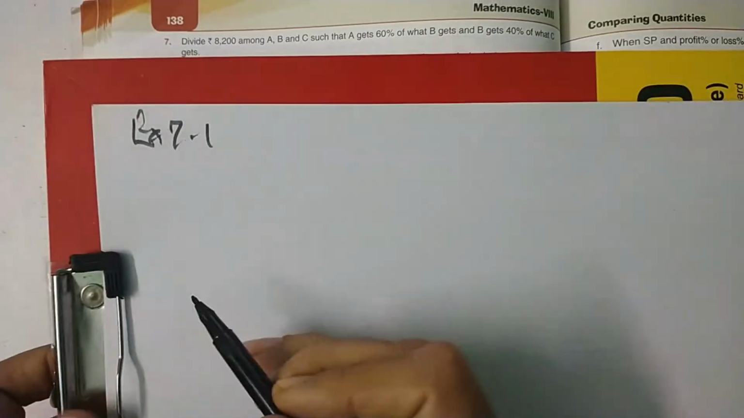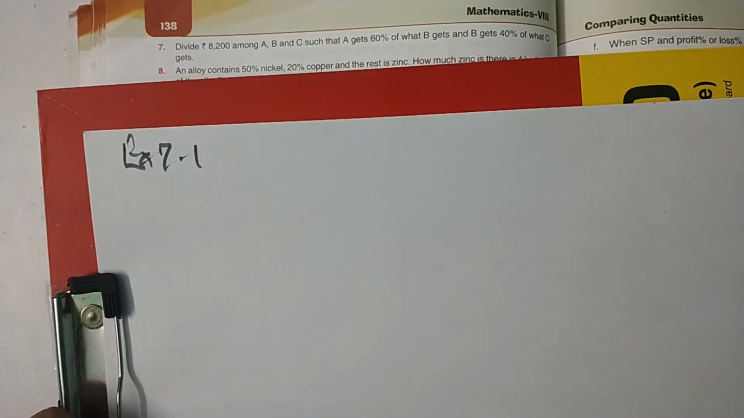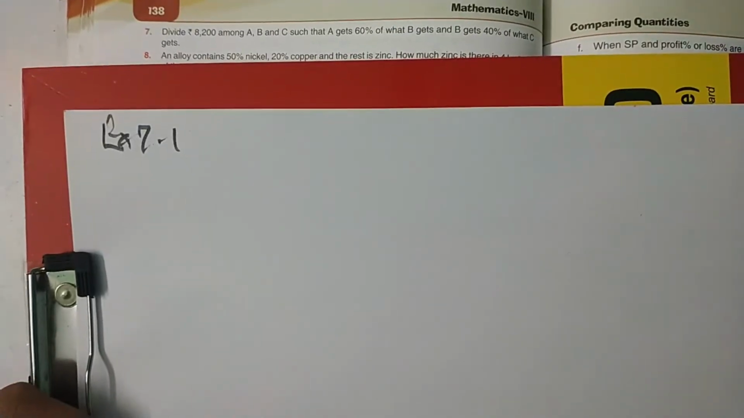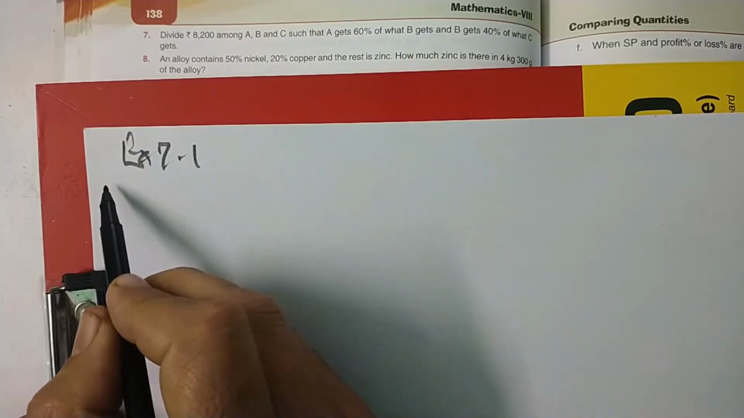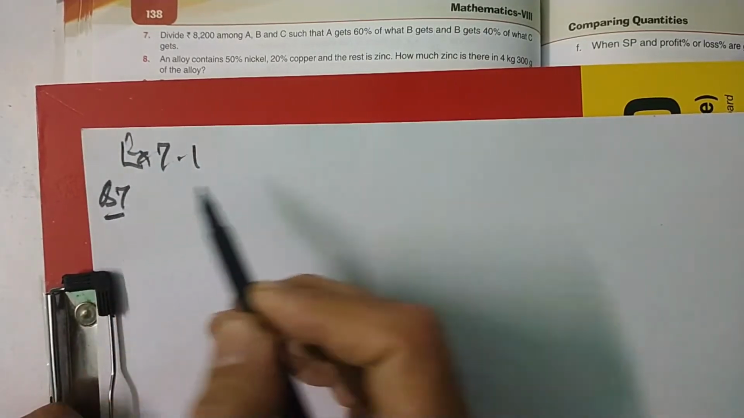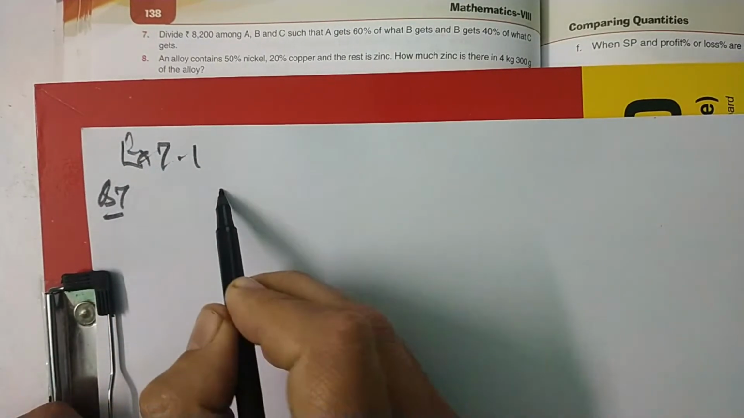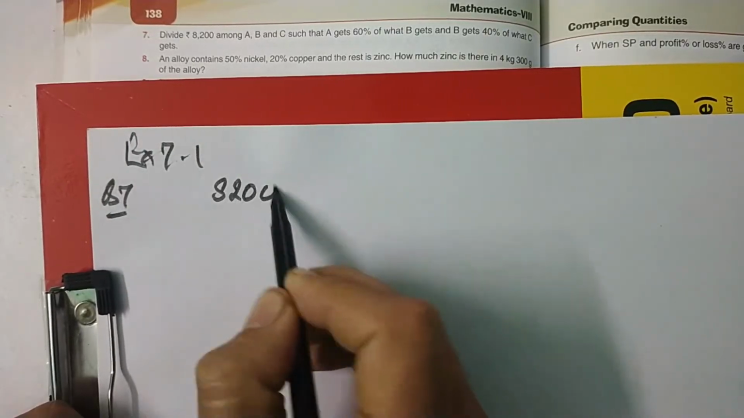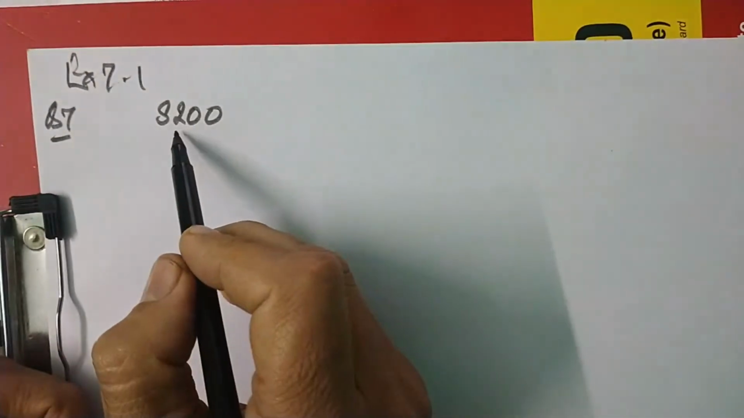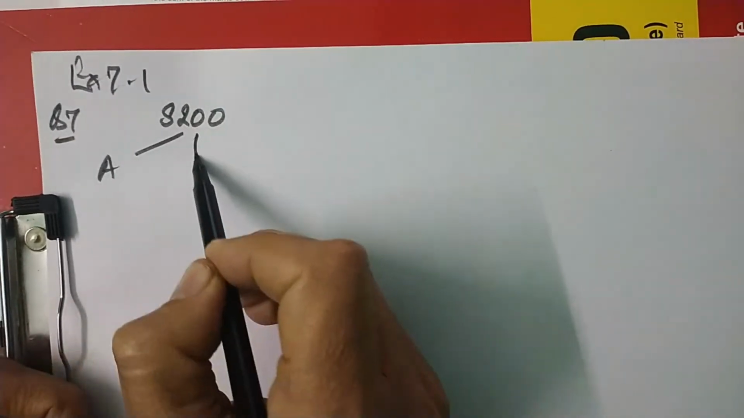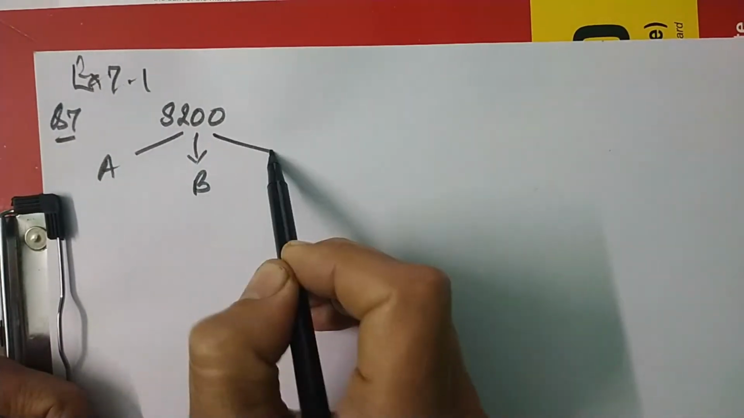In exercise 7.1, question number 7 says, divide 8200. Now understand it with a diagram. Divide 8200 between A, B and C. So you have to divide this money between A, B and C.